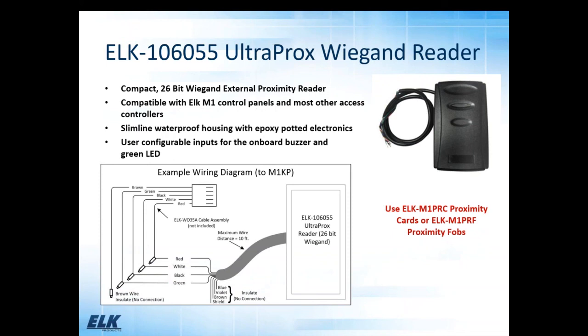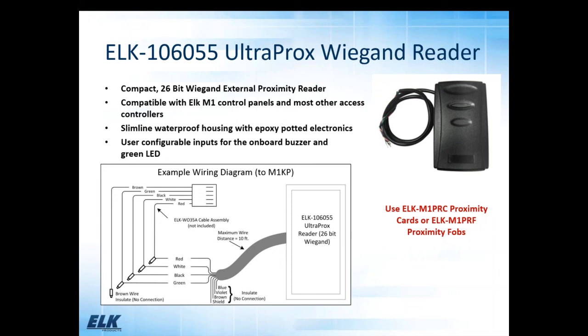ELK does offer a Wiegand reader. That's an external device. We call that our Ultra Prox. The part number is 106055. It works with our cards and fobs that work with our internal reader as well. This reader can be used with M1 panels. It can be used with other panels that use a 26-bit Wiegand output. So it's a good reader to be aware of in either case.